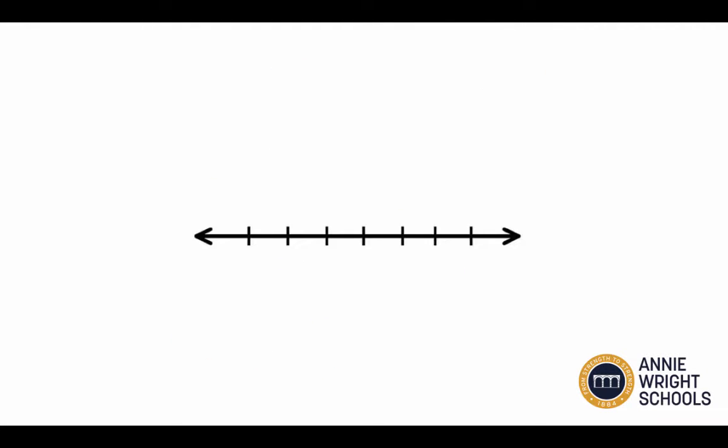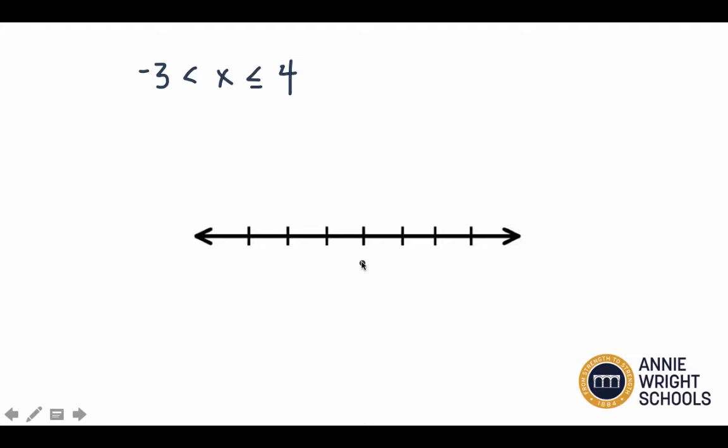So let's try another example, just graphing inequalities and writing them out in interval notation. Another example might be something like this. If I said negative 3 is less than x, which is less than or equal to 4.